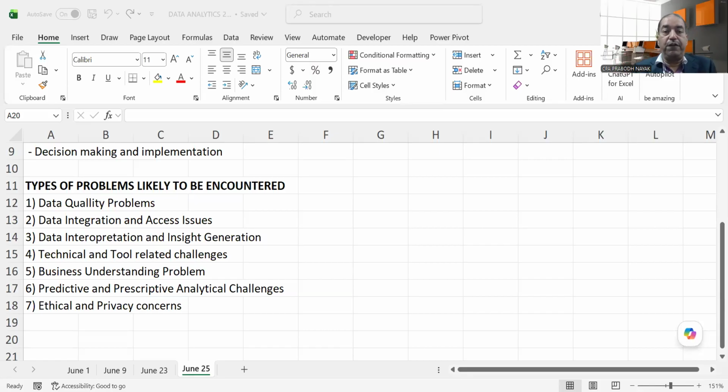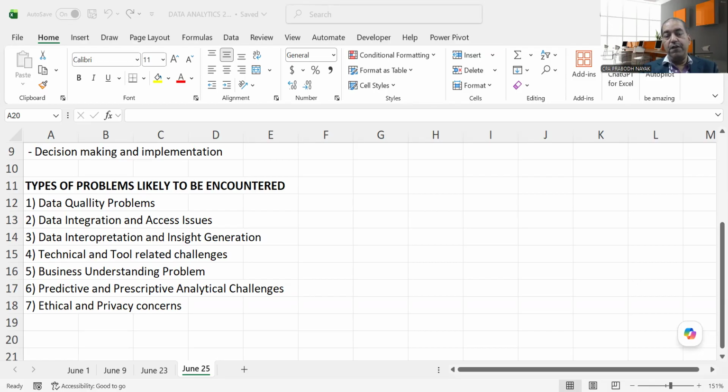Integrating external factors affecting business outcomes. That can be a challenge because external factors are not within your control. Then, recommending actionable steps. Prescriptive analytics: recommendation of actionable steps which are based on your data findings.